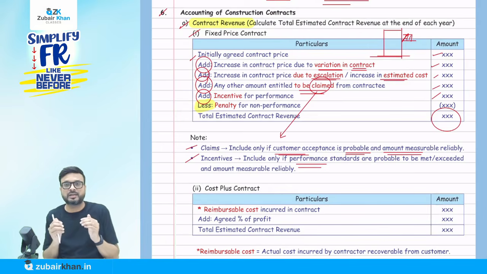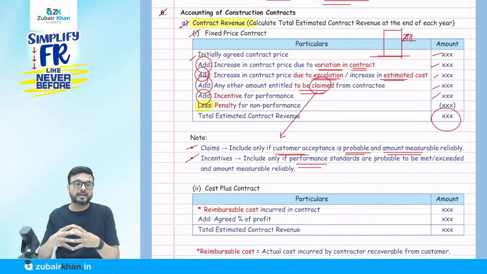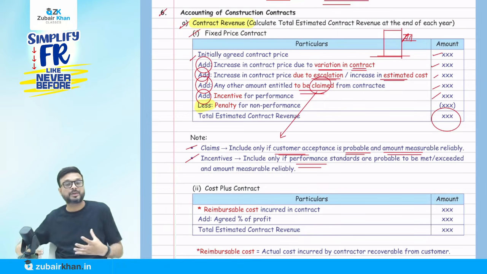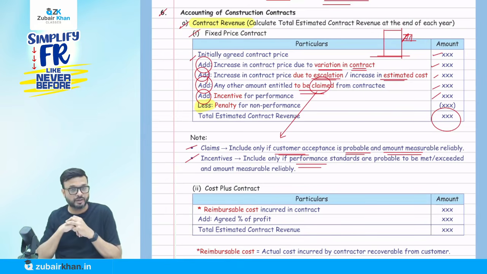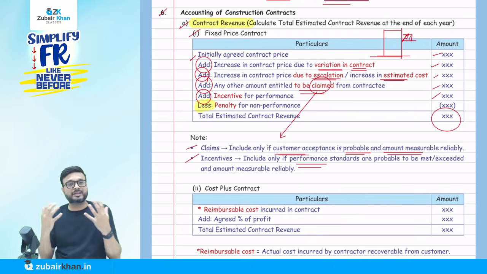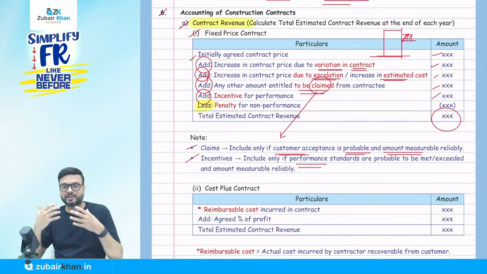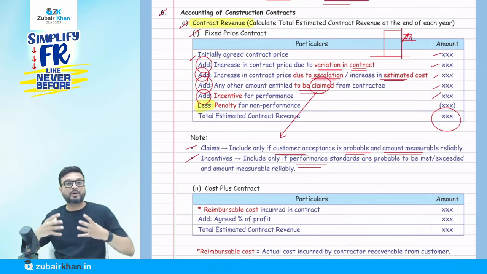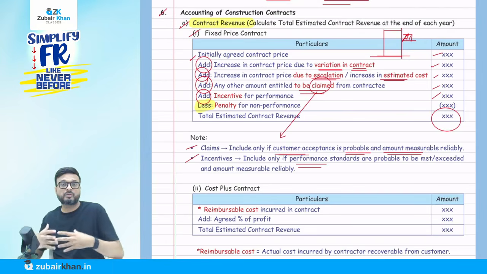Obviously, for example, the construction has been decided to be done in 3 years. But if it is completed in, suppose, 2.5 years, you are going to give me incentives for that. What does it mean here? Whether it is probable that I am to complete the contract in 2.5 years. If yes, then in that case only I am to recognize the revenue of the incentive. Okay. So all these items are going to come in revenue when we talk about the fixed price contract.